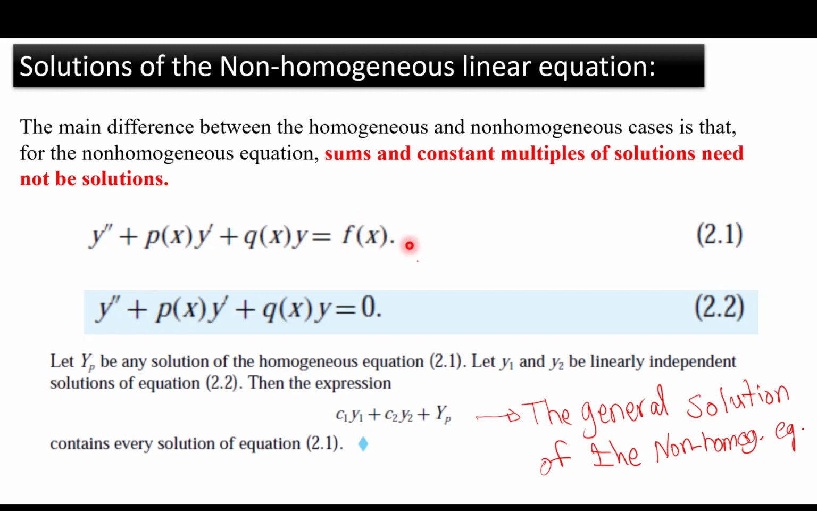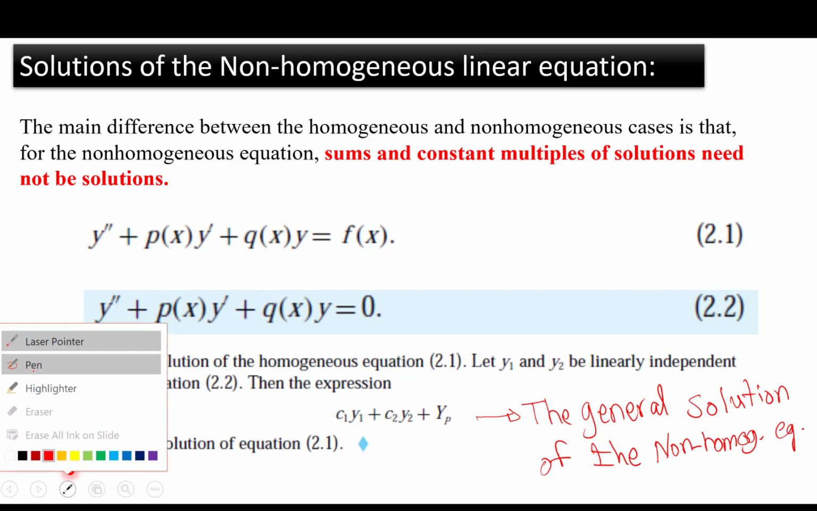But from the solution point of view, there is a great deal of difference between the non-homogeneous equation and the homogeneous equation. What is this difference? I put it here in red color. The main difference is that the sums and constant multiples of solutions need not be solutions for the case of the non-homogeneous. Do you remember?